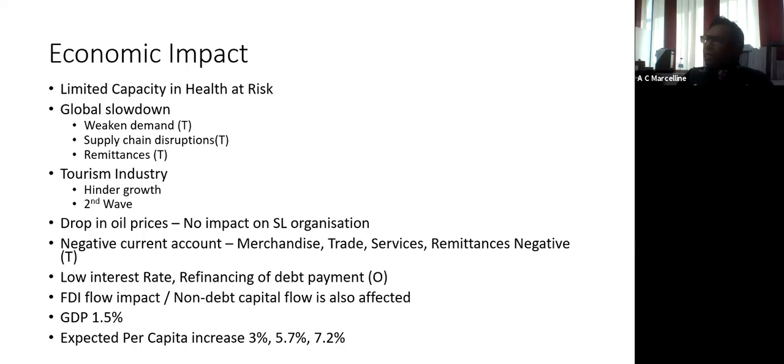Drop in oil prices, a huge drop in oil prices. I don't know whether any of you knew that oil prices were trading at negative. Do you understand what negative means? That means the manufacturers would give you money to take the oil away from their production sites. Unfortunately, nobody had the capacity to do that.